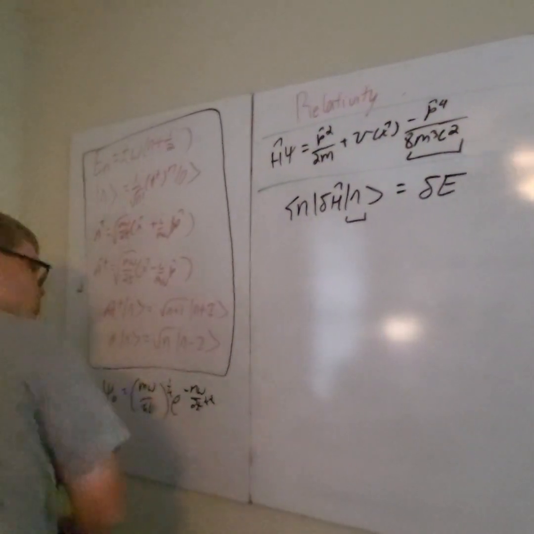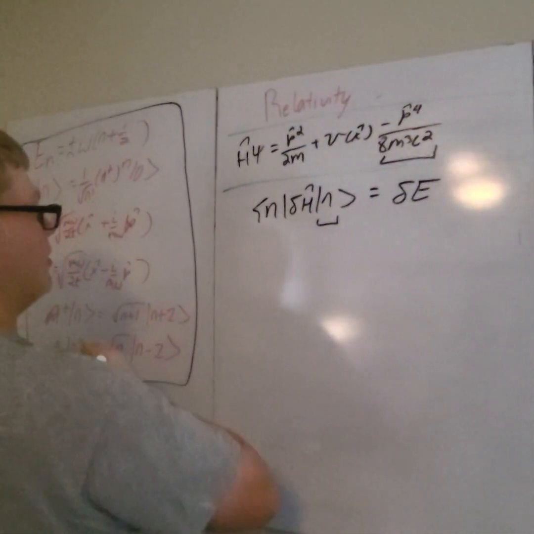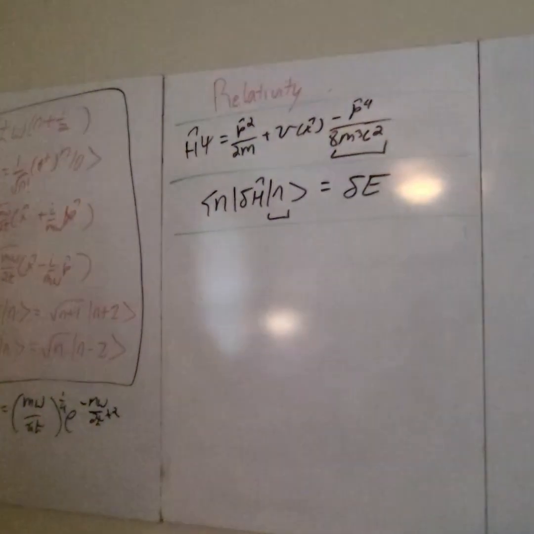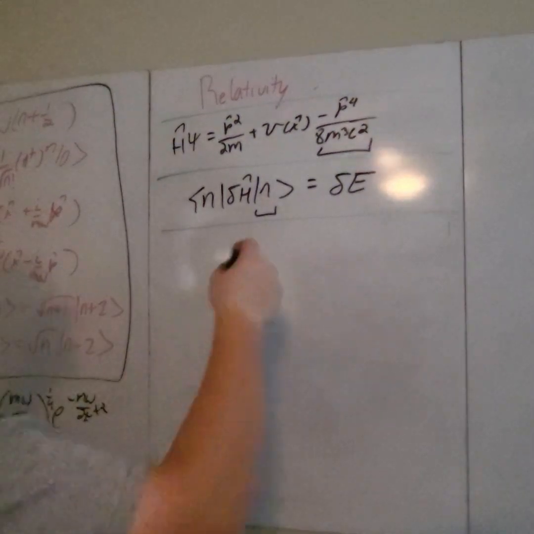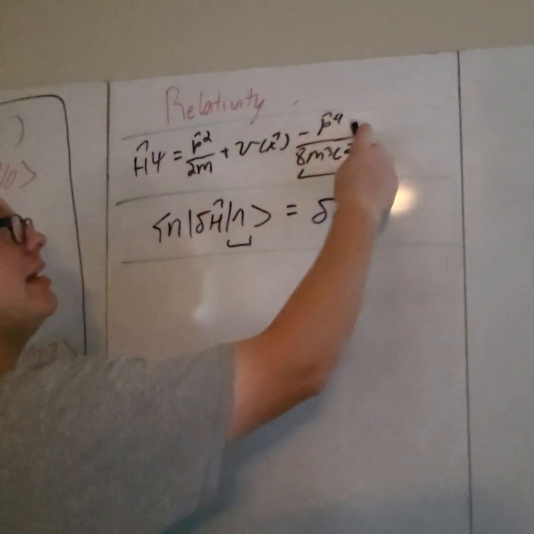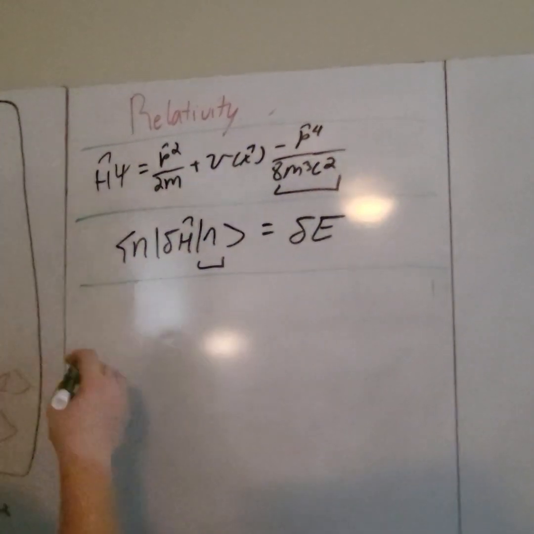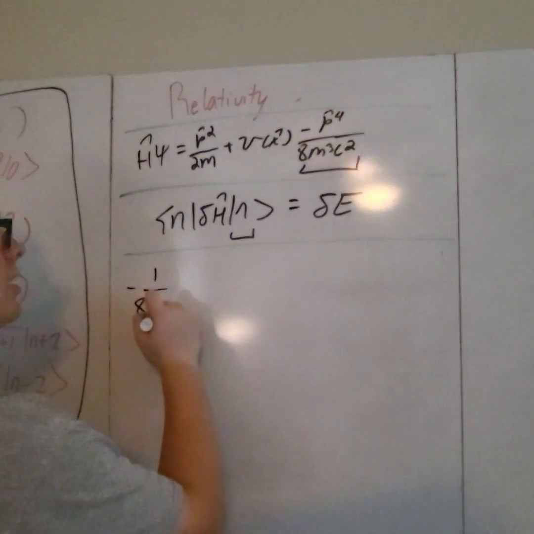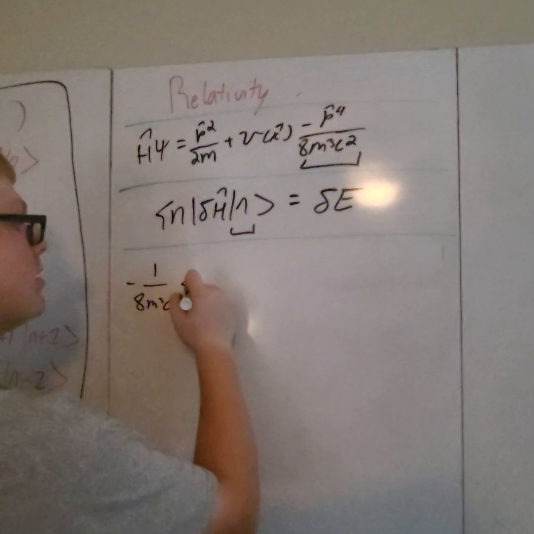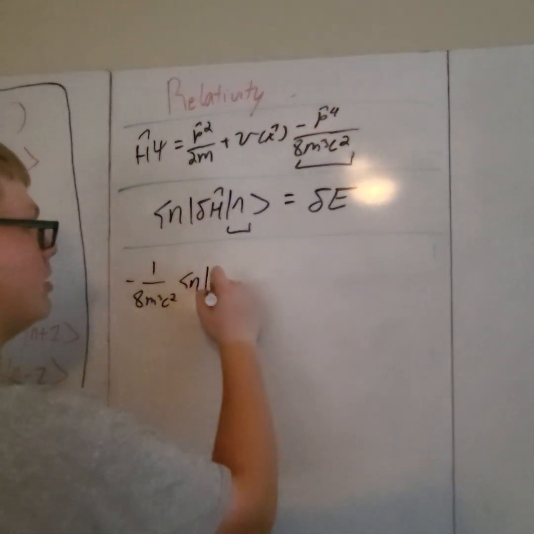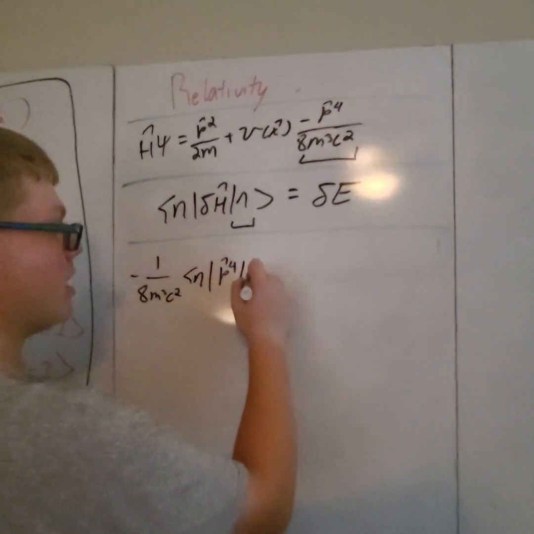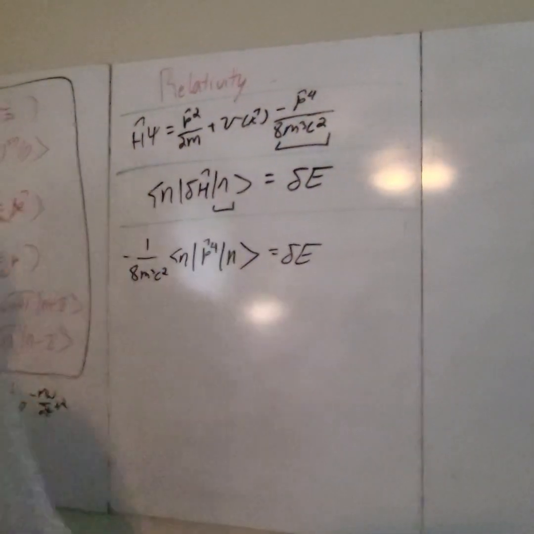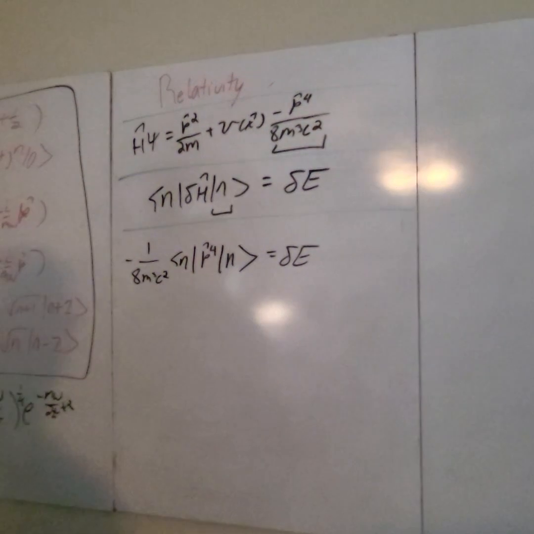Okay, so in our context, the harmonic oscillator, the relativistic corrections, our perturbation Hamiltonian right there is that. So what we want to calculate is negative 1/8m cubed c squared times the expectation of the momentum operator to the fourth power, in state n. We want to calculate that right there.